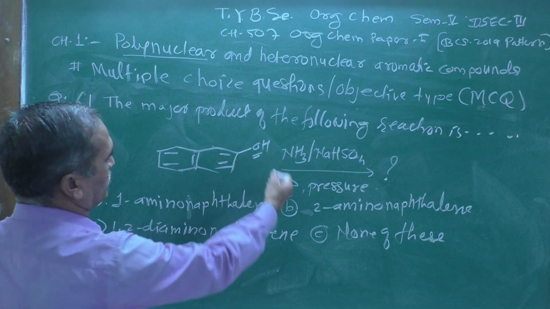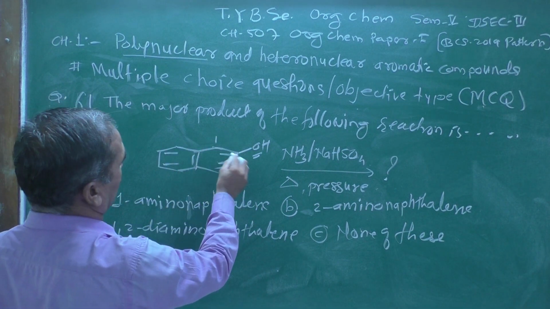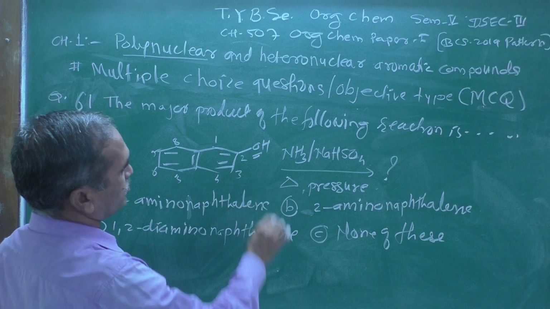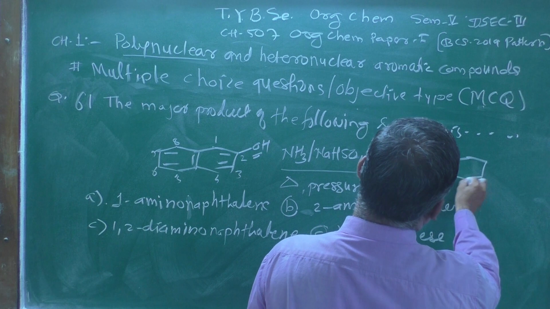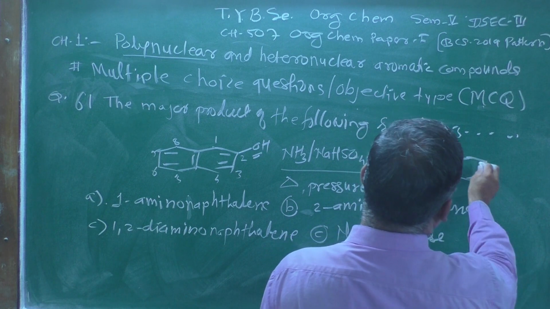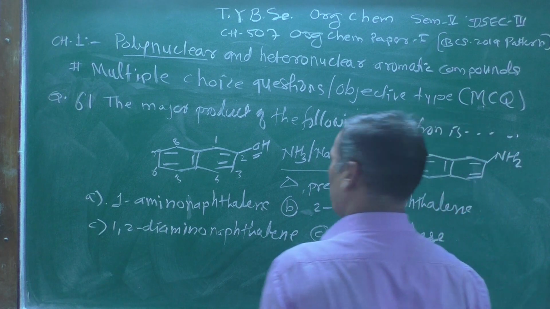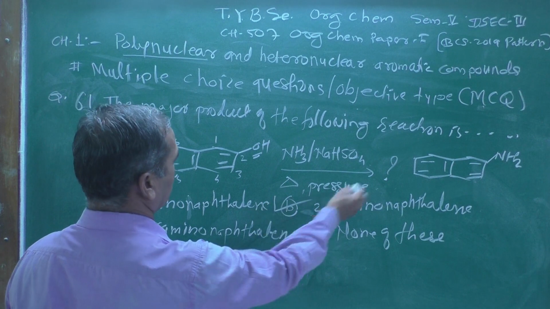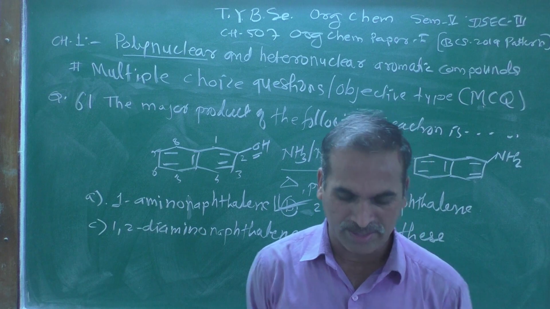Look here, the hydroxy group is present at the beta position, or at position 2. Numbering always starts from here: 1, 2, 3, 4, 5, 6, 7 and 8. So the resulting compound would be obtained like this, with NH2. Look here, the NH2 group is at position 2, and therefore the correct answer is B, 2-amino naphthalene.